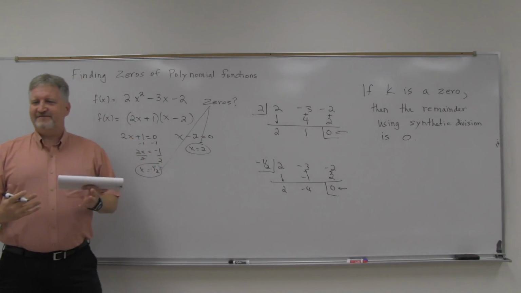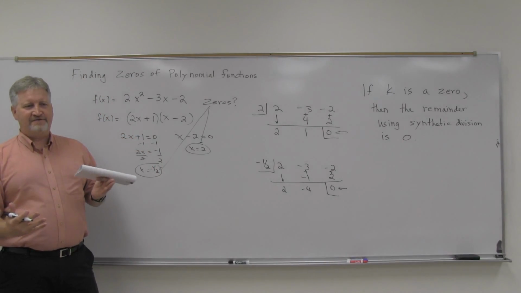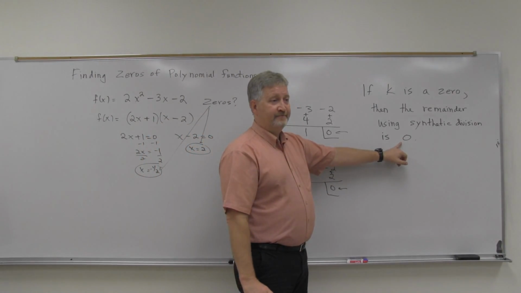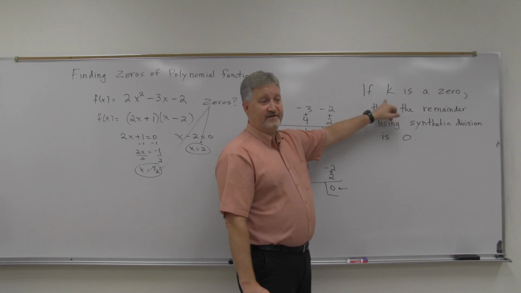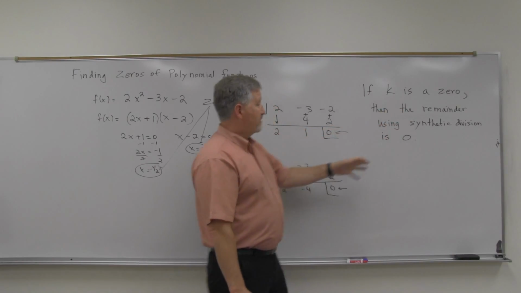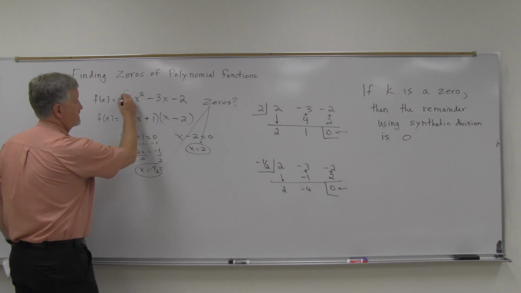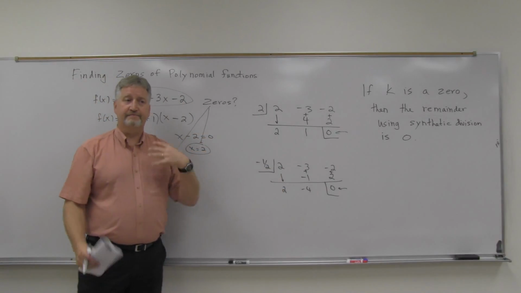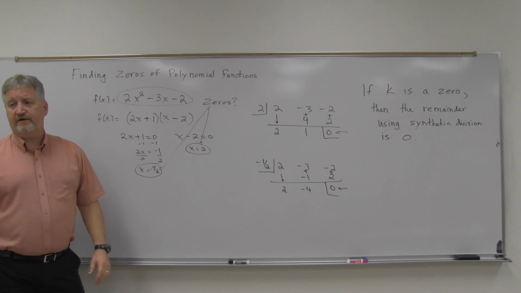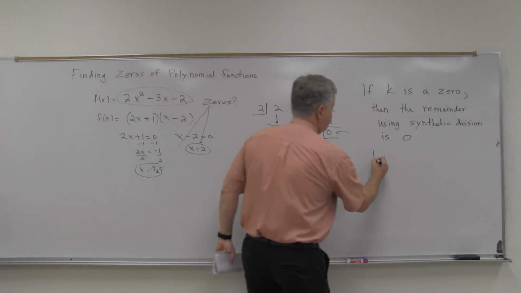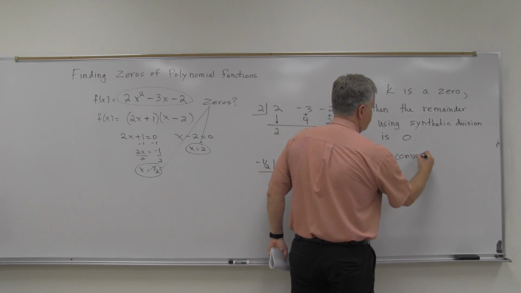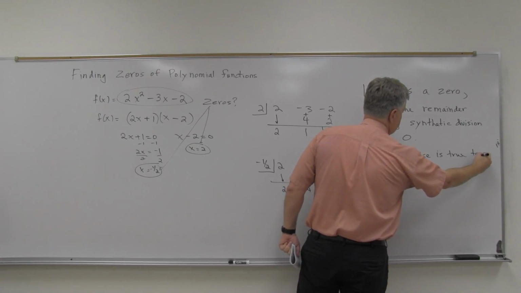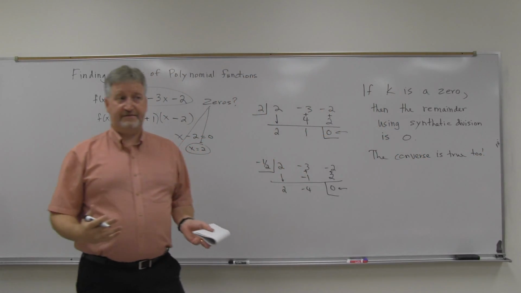Now, for our purposes, we're actually going to use the converse of that, and the converse is true as well. If we get a remainder of 0, then k itself is a 0. We could try other numbers, divide other numbers into this, but those other numbers are not going to give us a remainder of 0. So it is a one-to-one correspondence there. So the converse is true too, and that's the way we're going to use this.